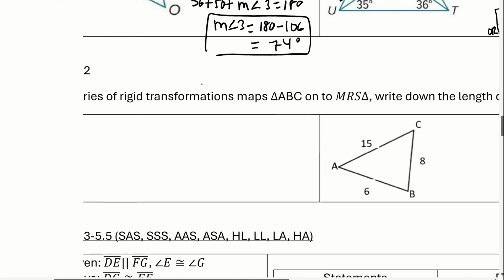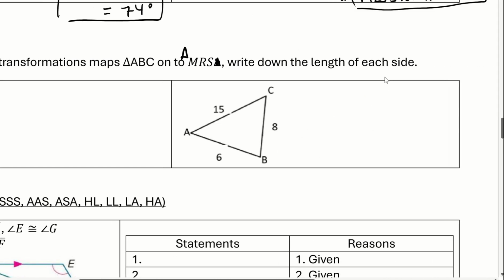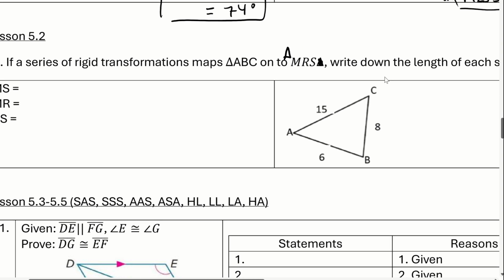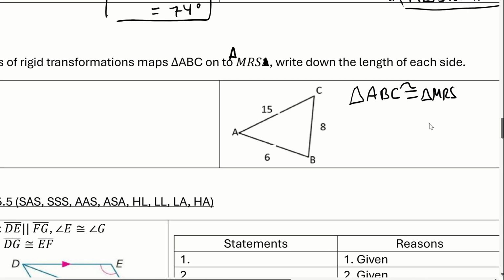All right, so lesson 5.2: if a series of rigid transformations maps triangle ABC onto, there's a typo there. The triangle should go over here. Triangle MRS, write down the length of each side. Okay, so here's the original triangle ABC, and it says it maps it onto MRS. So they're basically saying that triangle ABC is congruent to triangle MRS. That's basically what they're saying, because rigid transformations do not change the length, so it makes it congruent.